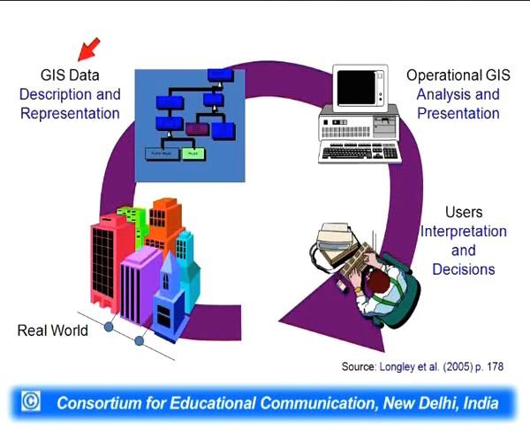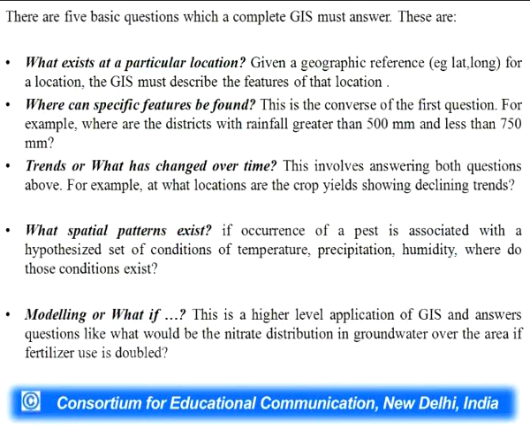So there are 5 basic questions which a complete GIS must answer, and these are: what exists at a particular location given a geographic reference, as for example latitude and longitude for a location. The GIS must describe the feature of the location. Where can a specific feature be found?